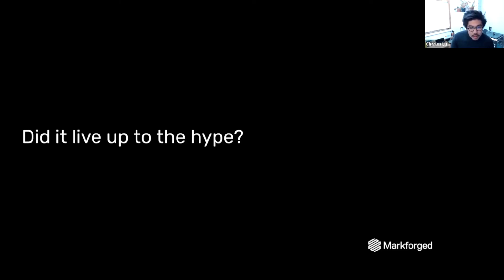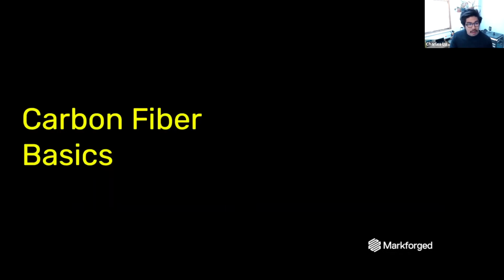Great. So I'm seeing a lot of just general questions about 3D printing carbon fiber, which is great. Why would you use chopped versus continuous? That's exactly what we're here to answer. So let's go forward. Let's first talk about the basics of carbon fiber.